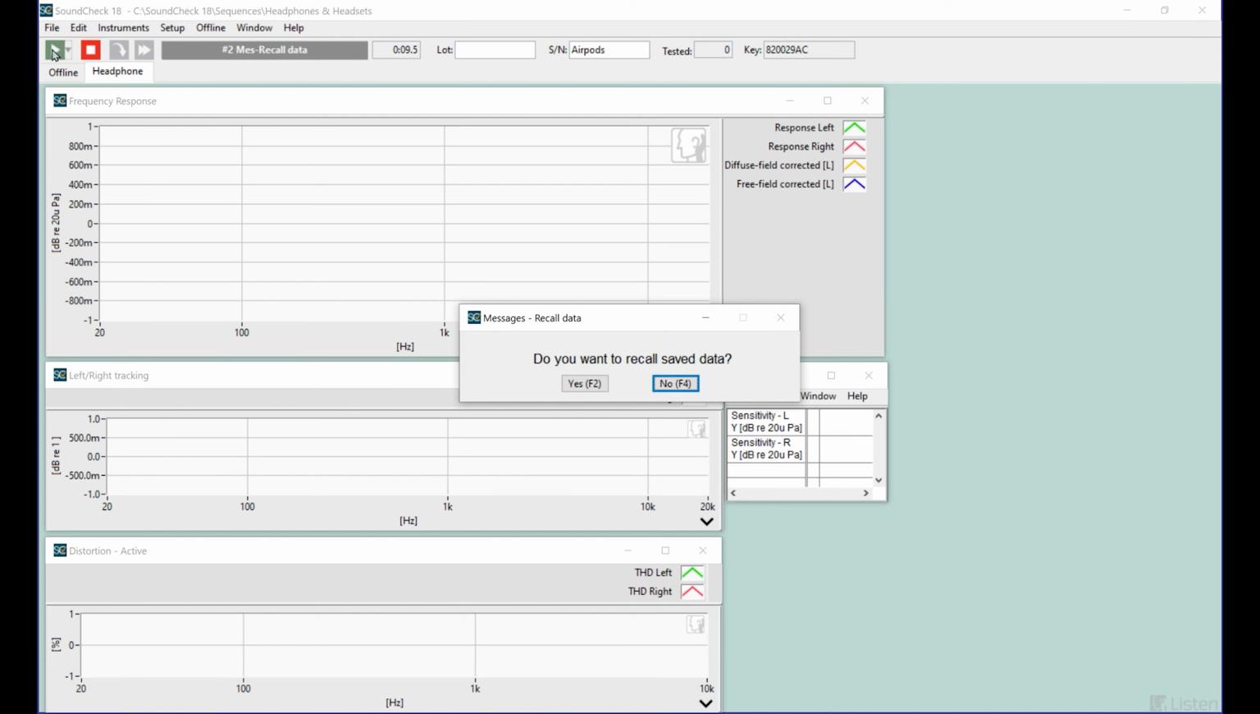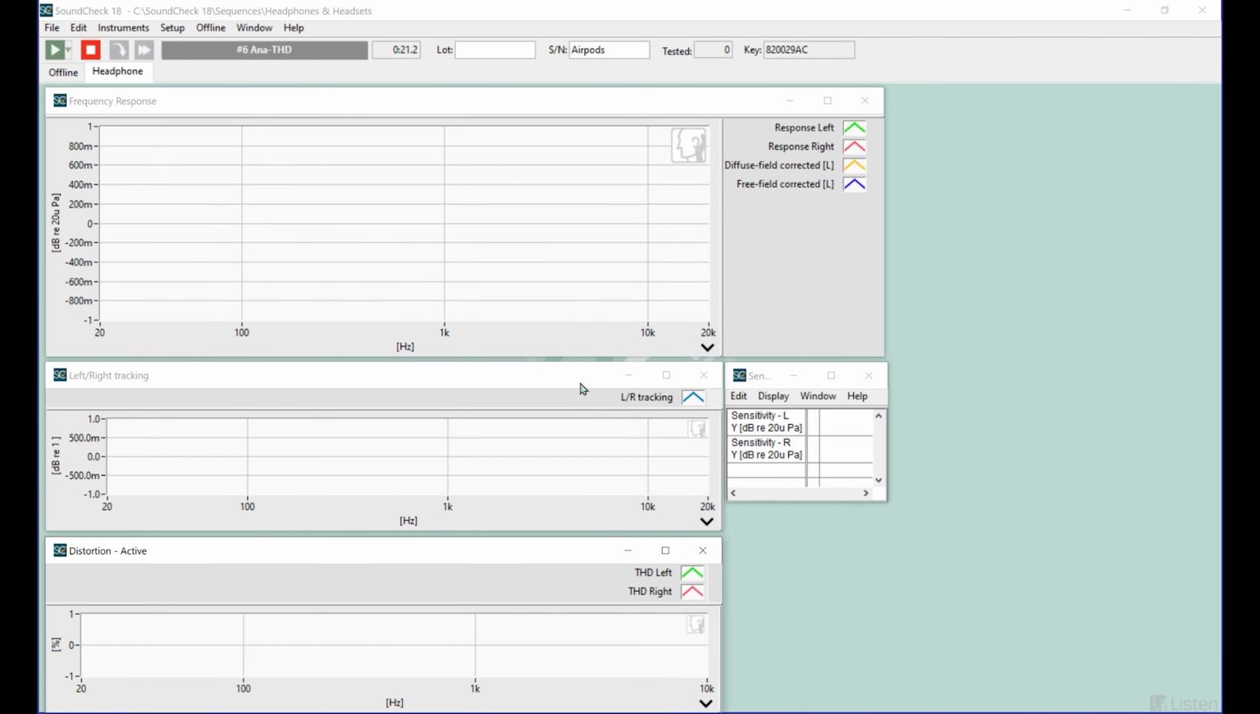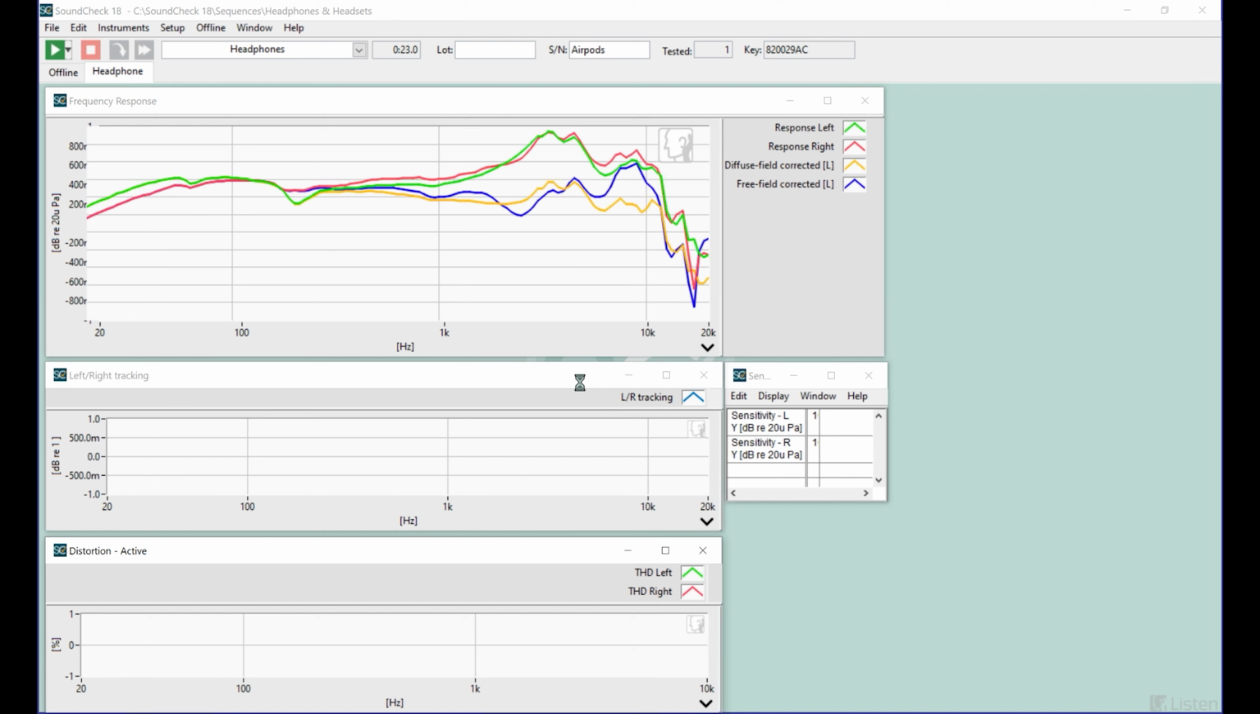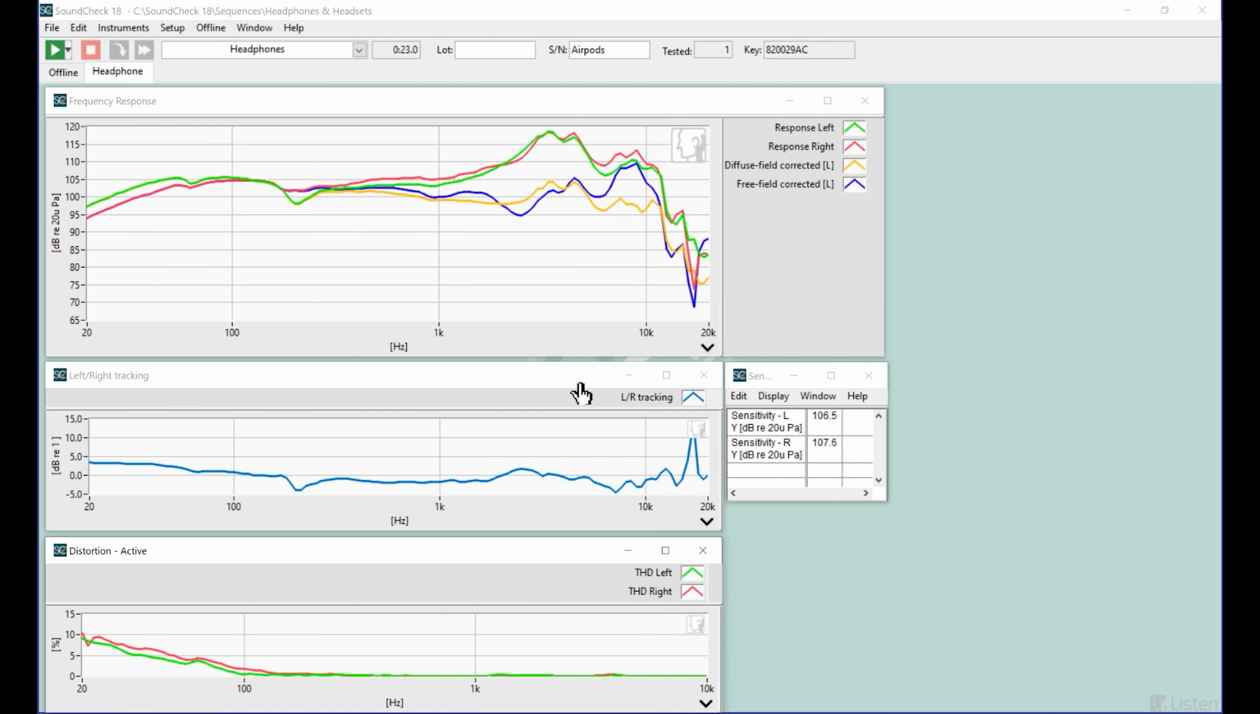So I measured, in this particular case, Etymotic in-ear headphones, and I saved the raw recorded time waveform. Instead of saying I want to measure live, I'm just going to recall the data. And of course, it doesn't have to be that waveform. It could be other headphone waveforms.